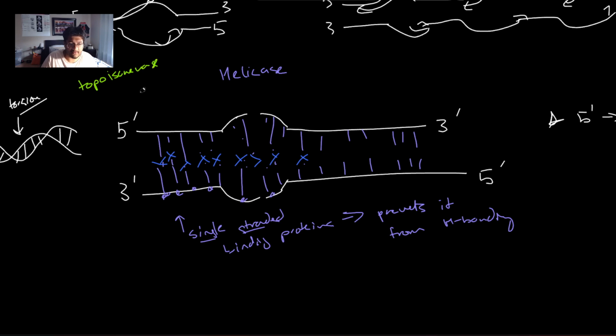And what topoisomerase does is it basically goes upstream and essentially reduces the torsion. Now, exactly how it does it is it snips the DNA, releases the tension, and then rejoins it. So yeah, that's basically it.